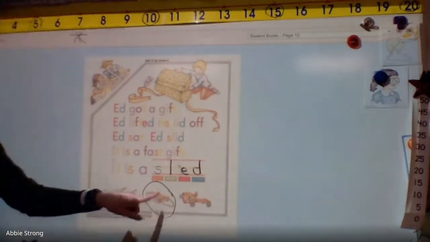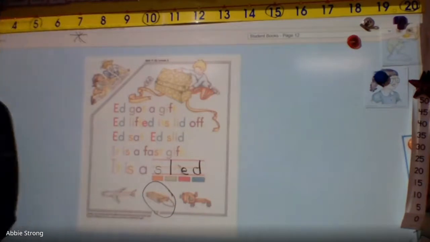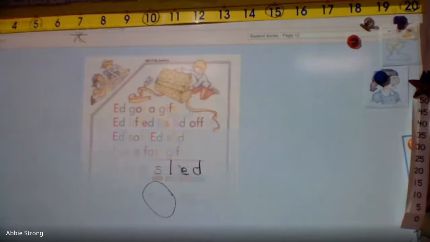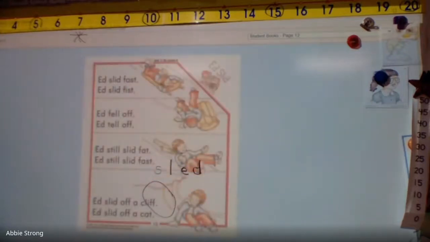This is the sled right here. You're going to circle that one. Okay. You're going to turn to page 13 now. Okay. We're going to do some more reading on this page.